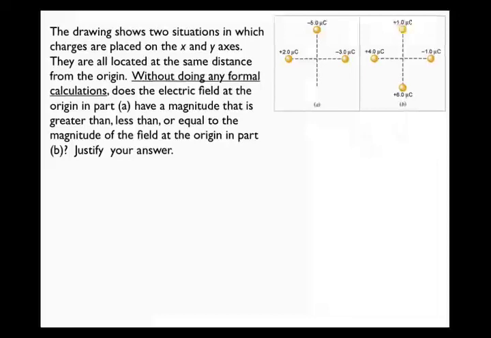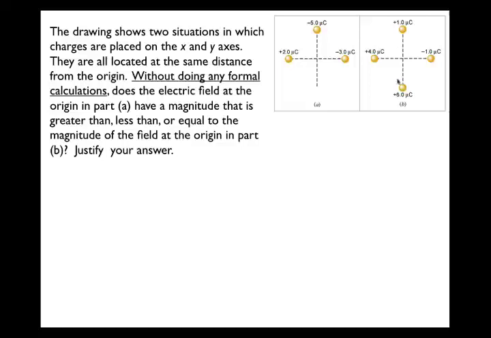One more, just to think a little bit about vectors and direction. In this particular drawing, it shows two situations in which charges are placed on the x and y axes. They're all located at the same distance from the origin. So first of all, we don't want to do any formal calculations. Does the electric field at the origin in part A have a magnitude that's greater than, less than, or equal to the magnitude of the field at the origin in part B? Justify your answer.